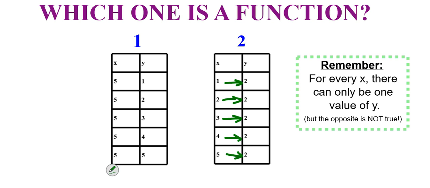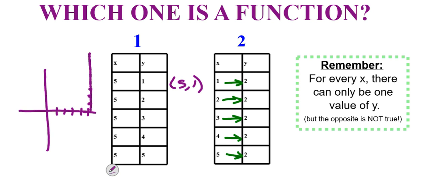And if you're a visual person and like to think about graphs, let's look at a graph. What would this graph look like? Well, x would always be 5, because each of these, like 5, 1, represents a coordinate point 5, 1. That would be over 5, up 1, over 5, up 2, over 5, up 3. No wonder it's not a function. This is x equals 5, and we know vertical lines are not functions. We will come back to that in just a few more slides.